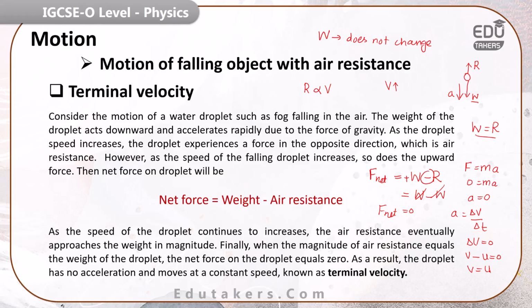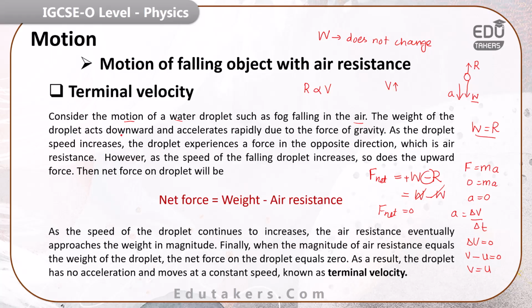When the speed remains constant, like its value does not change, acceleration would be equal to 0. And this constant speed is basically known as the terminal velocity. You can see here, consider the motion of a water droplet such as fog falling in the air. You have to consider the motion in any fluid. Here the fluid considered is air.